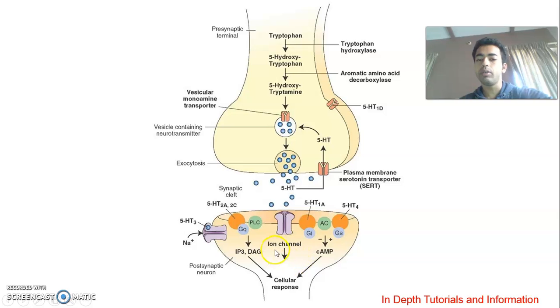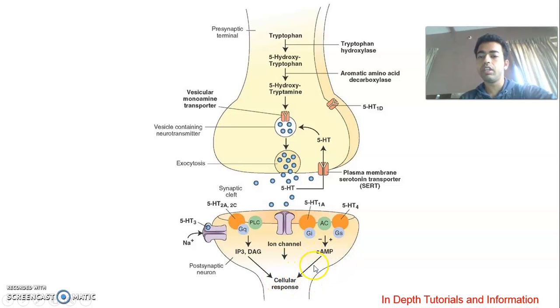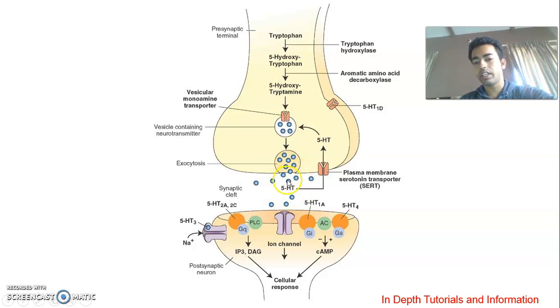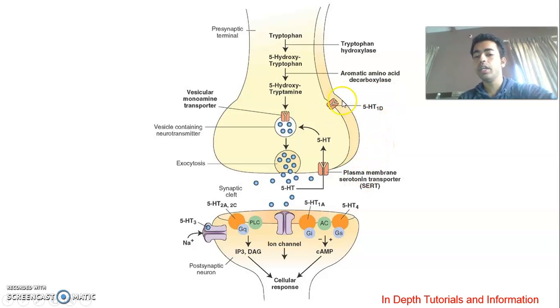by going through a particular pathway like IP3/DAG, or through an ion channel or cAMP. Based upon the different pathways, different actions will be produced. The second criterion is that the 5HT present in the synaptic cleft will also bind to the 5HT1D autoreceptors present in the presynaptic neuron. So it will provide a feedback inhibition.